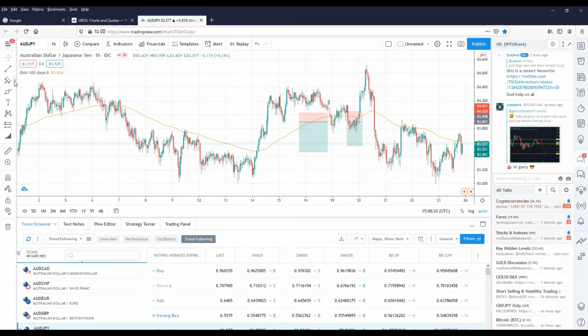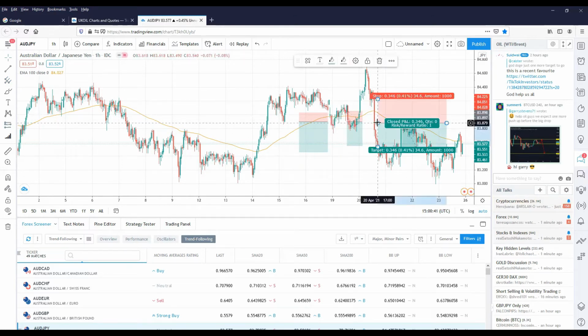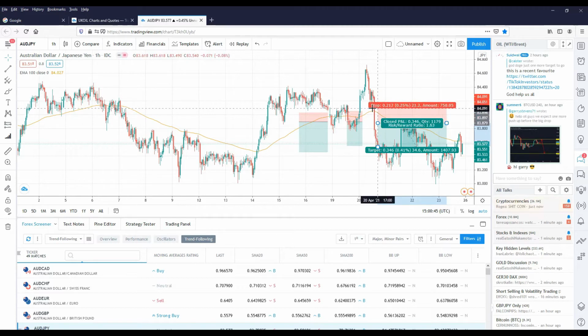Let's say we take a third trade. We set the stop loss about here, just above the moving average. And we set the target profit about here. We can see this trade ends up going into a win.